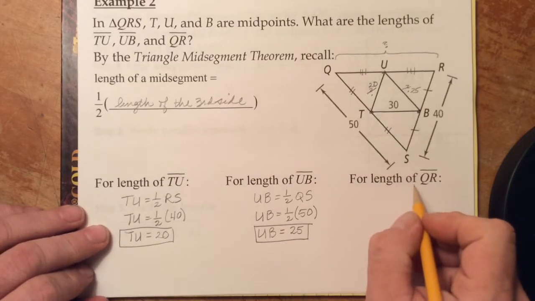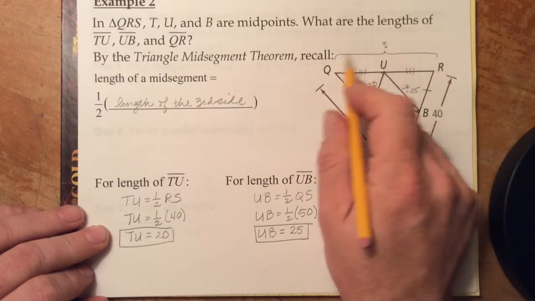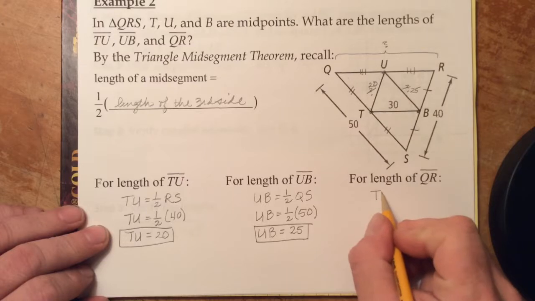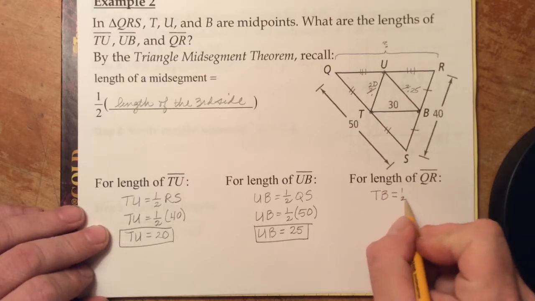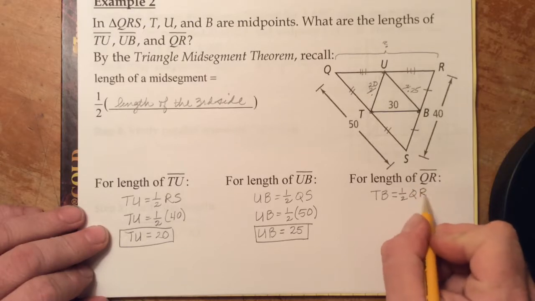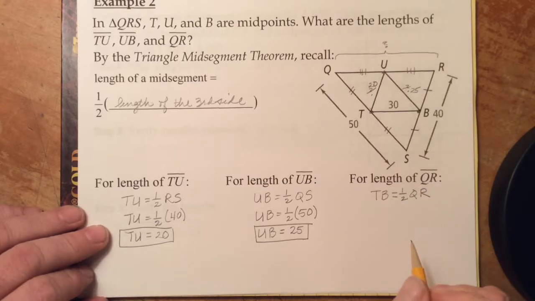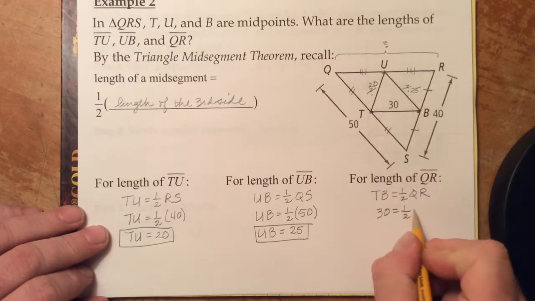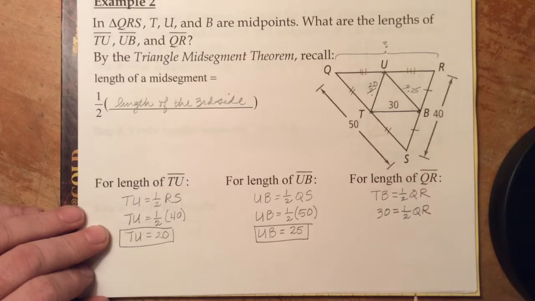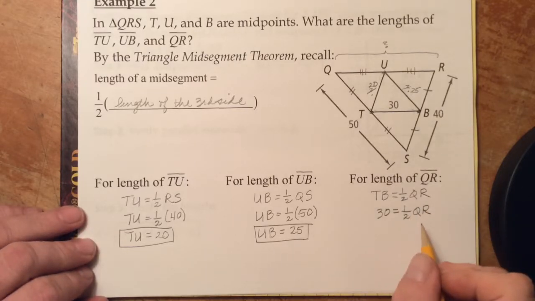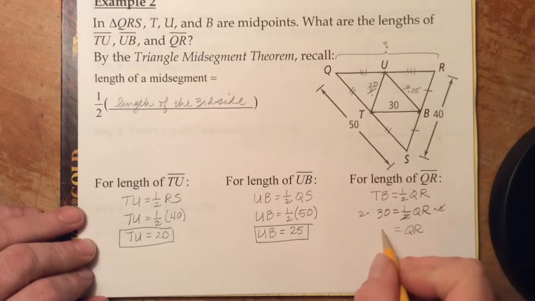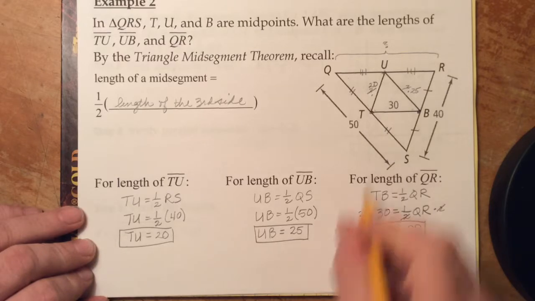And then to find the length of QR, which is not a midsegment but one of the sides of the triangle, we've located its midsegment, which is TB. So the length of TB, the midsegment, is equal to half the length of QR according to the midsegment theorem. Substituting in what we know, TB is given as 30, equals 1/2 times the length of QR, which we're looking for. To get rid of the 1/2, we multiply both sides by 2. The 2's divide out on the right side, and we're left with QR. On the left side, we get 60. So QR is 60.